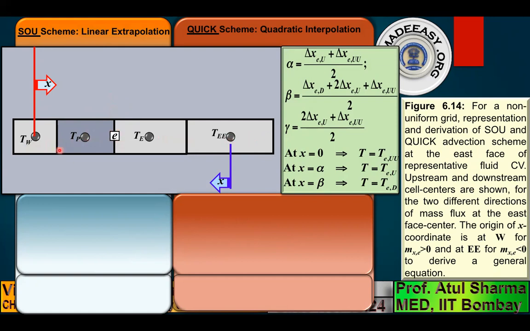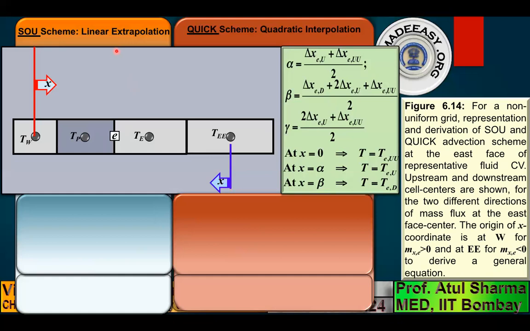Now the procedure that we use to derive is very similar to what was presented for the uniform grid. If the mass flux on the east surface is in the positive x direction, then I take the upstream of upstream neighbor location as the origin. So if the mass flux is in the positive x direction, this is the downstream neighbor, this is the upstream neighbor, and this is the upstream of upstream neighbor. We take this as the origin if ME is positive. If ME is negative, then the upstream of upstream neighbor is this, so we take this as the origin.